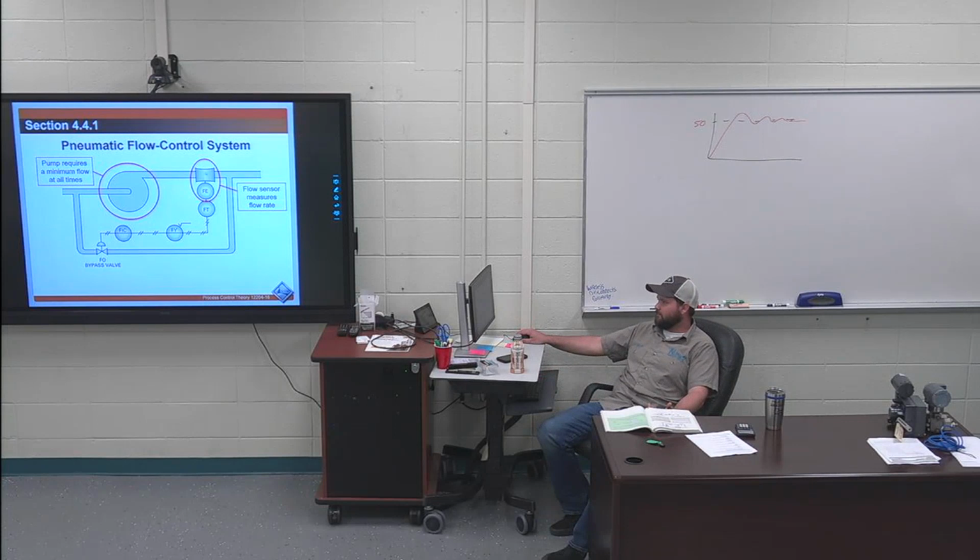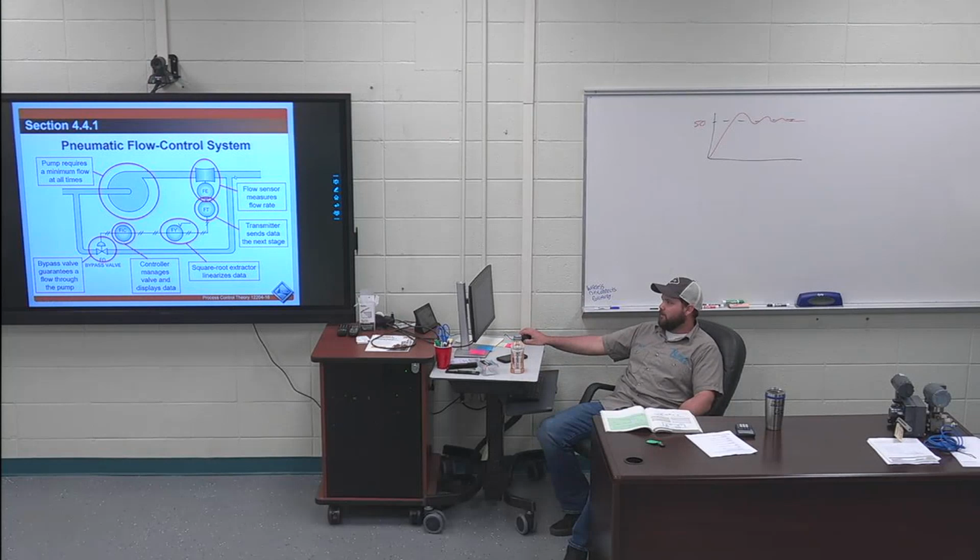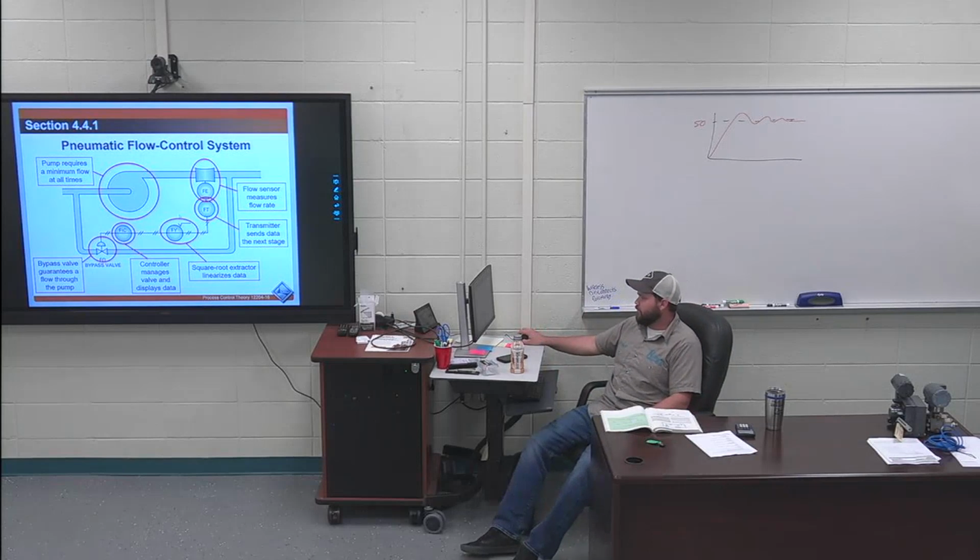Flow sensor measures the flow rate. Transmitter sends data to the next stage. The square root extractor, all that does is linearize the data, which means it takes raw information and turns it into useful information, sends that to the controller, and then it can open the bypass to control the flow. So if we have too much flow going through here, we can open up this bypass, and this bypass will bring the flow back down through here and it'll recirculate, which will decrease the amount of flow that's coming out here. Make sense? So don't get confused by FY or the square root extractor. All this is doing is converting raw data into usable information.